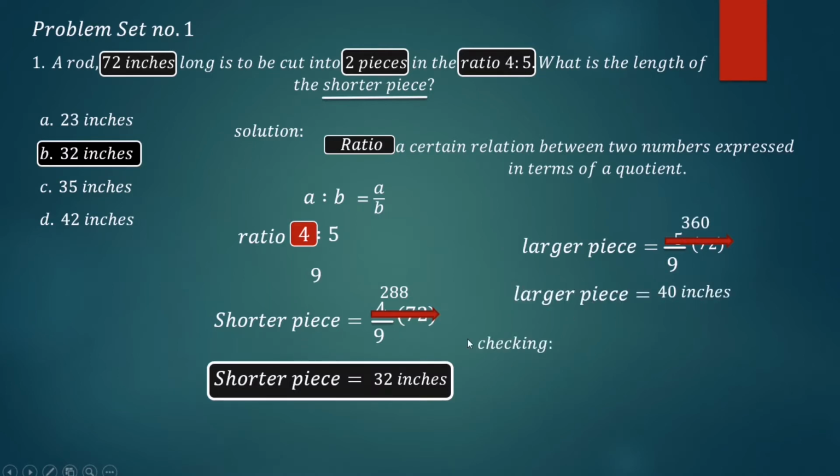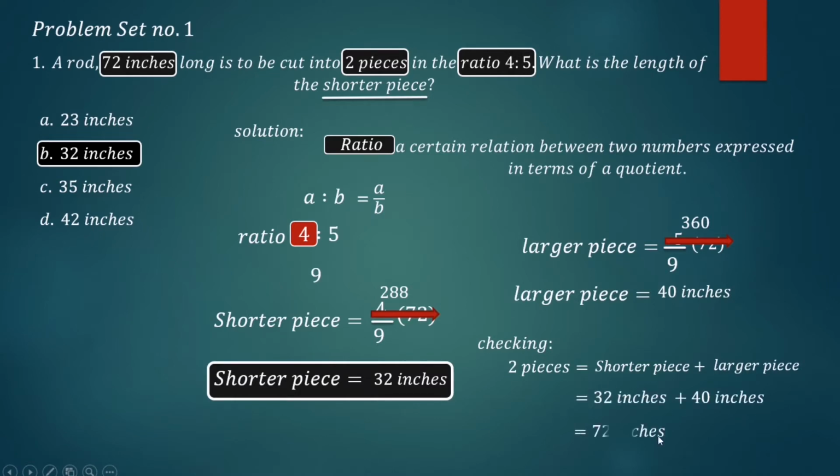Okay, to check, meron tayong 2 pieces equal to the shorter piece plus the larger piece. So we have the values here, 32 inches and 40 inches. Then get the sum, that is 72 inches for the rod.